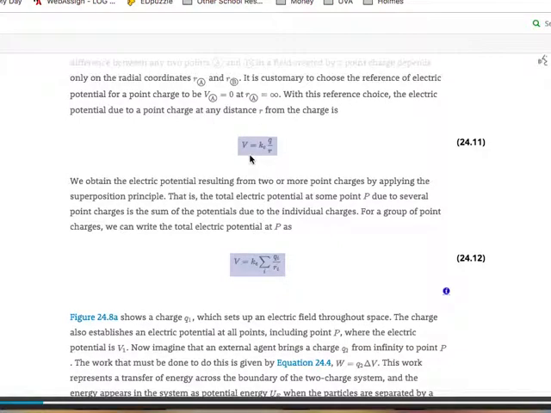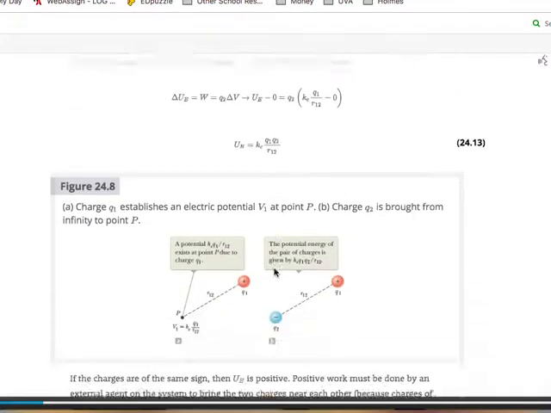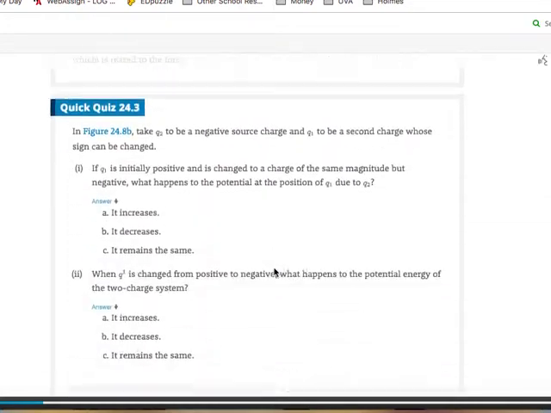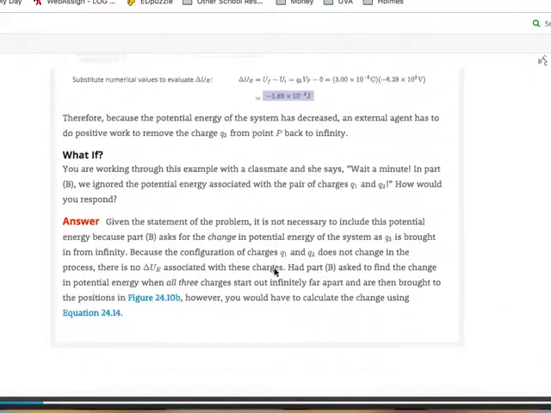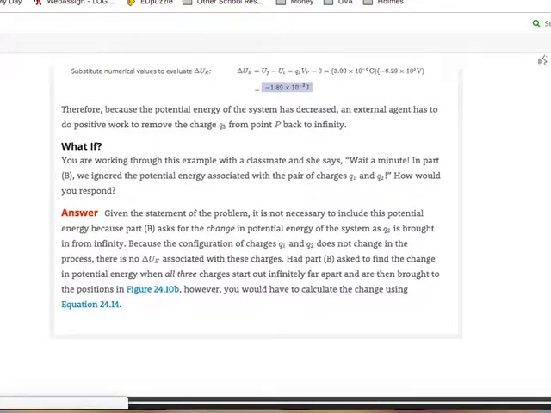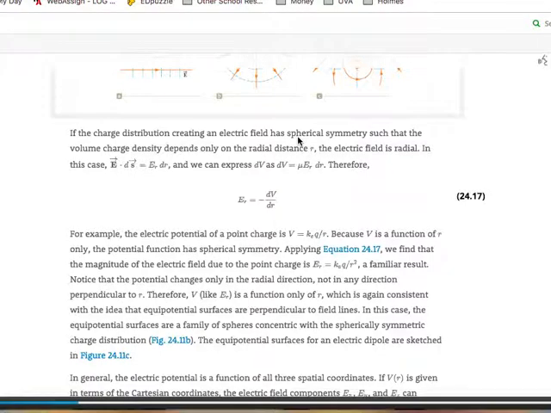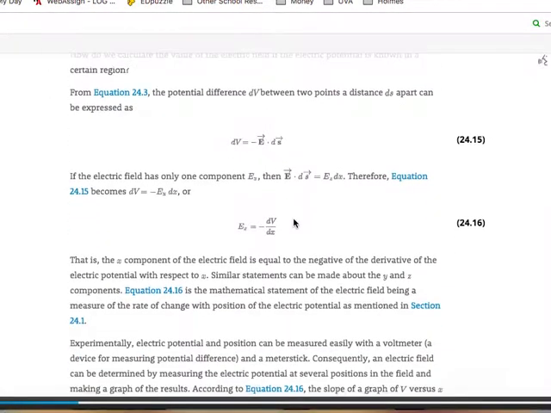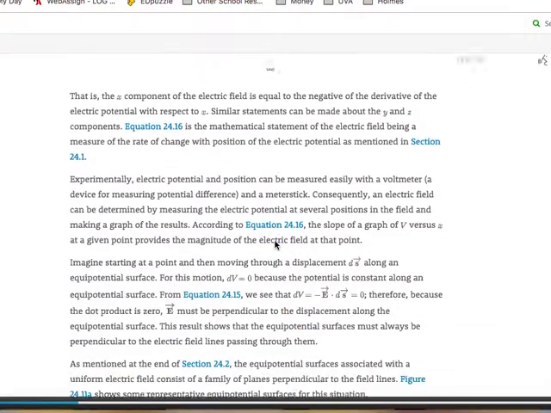So this is the definition of voltage in relation to just our basic variables, K, Q over R. Potential is not a vector. It is a scalar. Again, here's that relationship between voltage and electric field. Electric field is a measure of the rate of change of voltage, but they are in opposite directions.